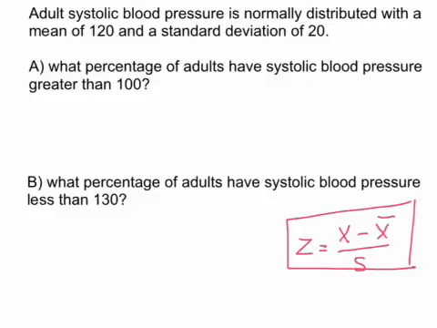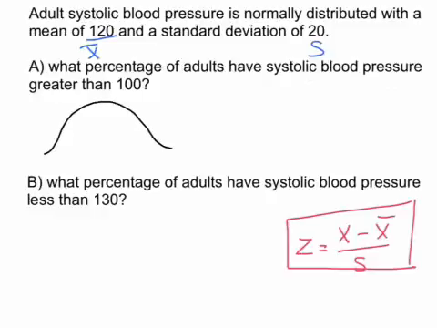Here's an example. Adult systolic blood pressure is normally distributed with a mean of 120, so this is our x bar, and a standard deviation of 20. What percentage of adults have systolic blood pressure greater than 100? Let's graph it out.